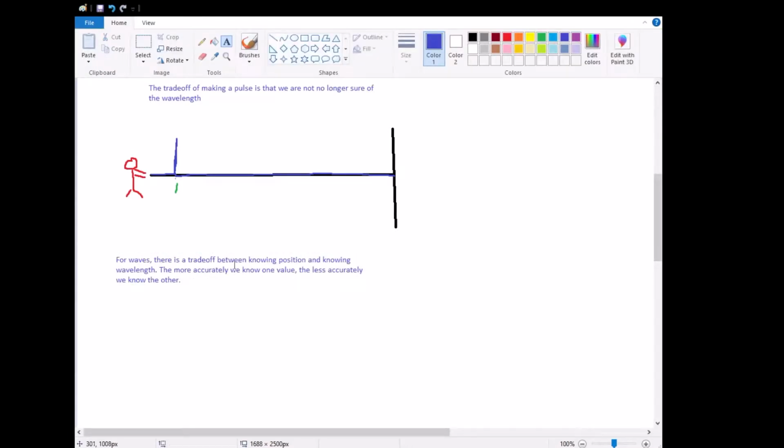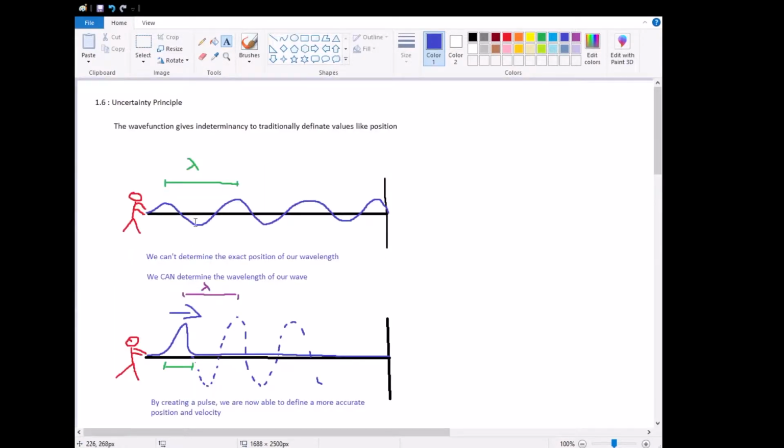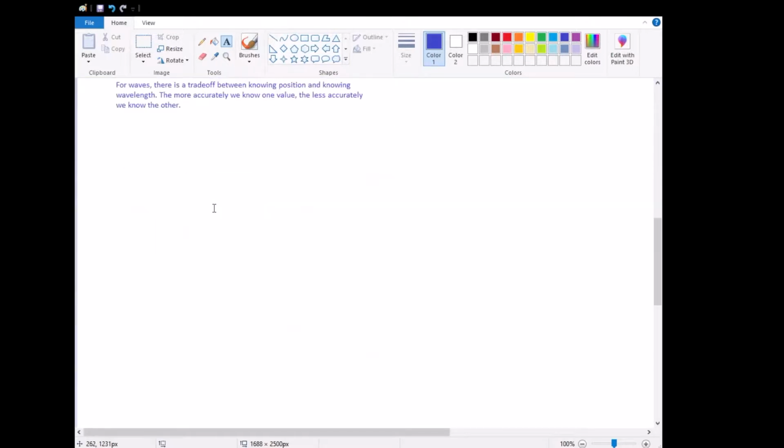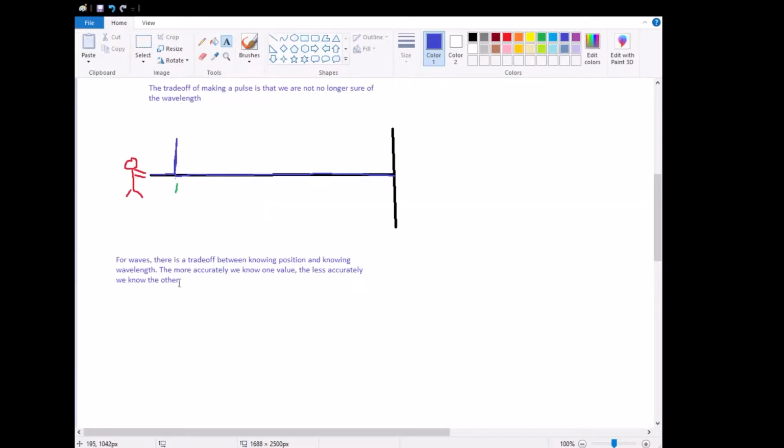So in the case where I know the wavelength with infinite accuracy, that would correspond to having an infinitely long rope stretching all the way through space, and in that case the position is theoretically also an infinitely long interval. Because of that, we know absolutely nothing about the position. And then at the other extreme, where we know the position exactly, this pulse is an infinitely thin line, so we know nothing about the wavelength.